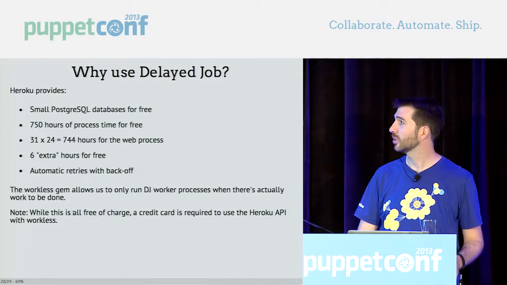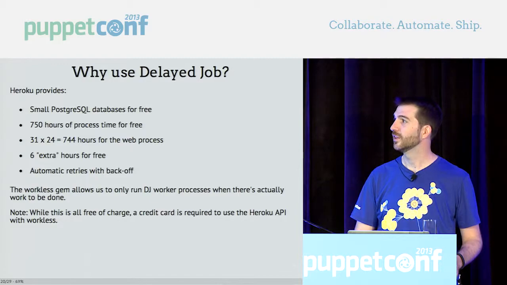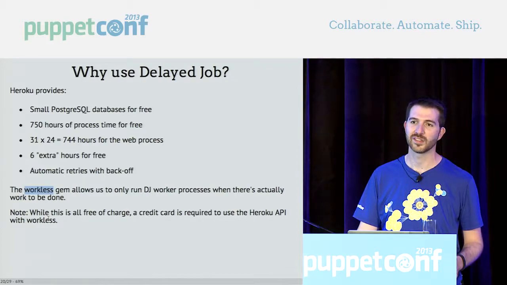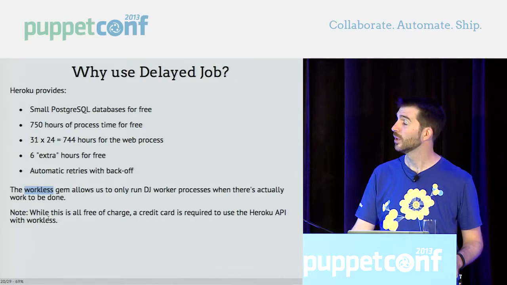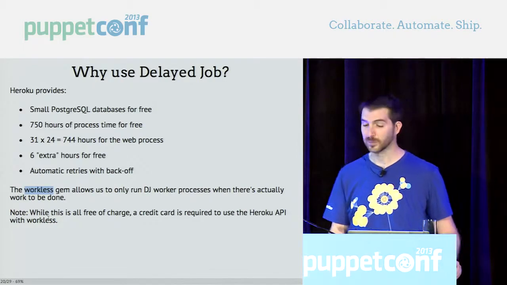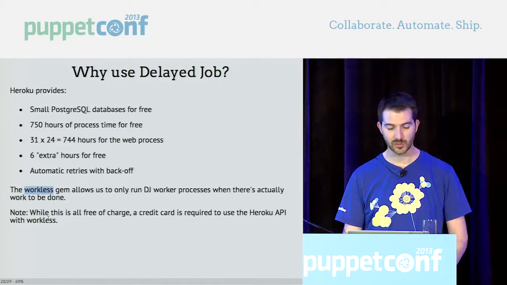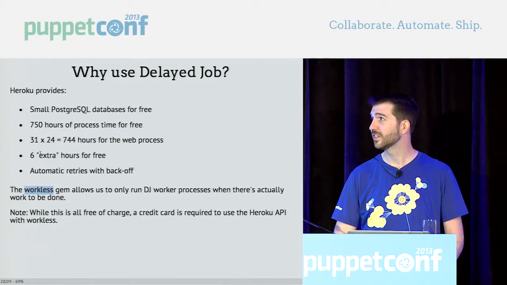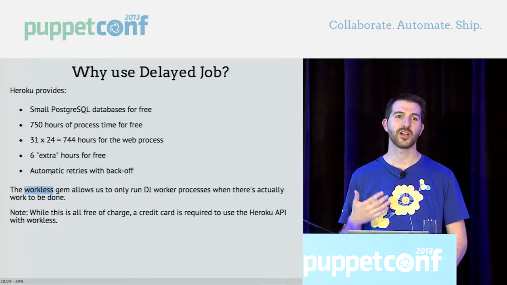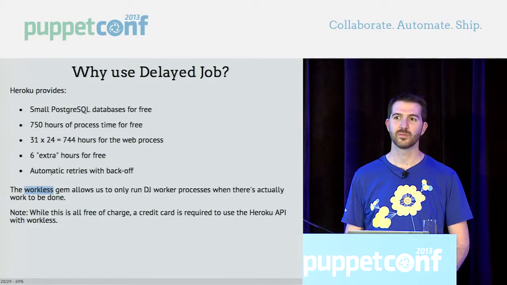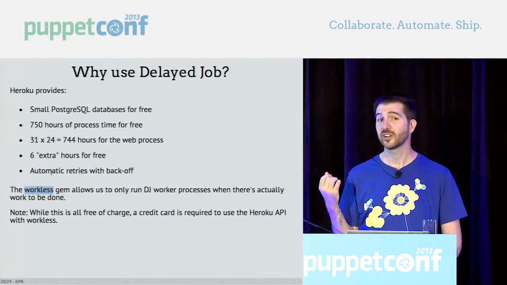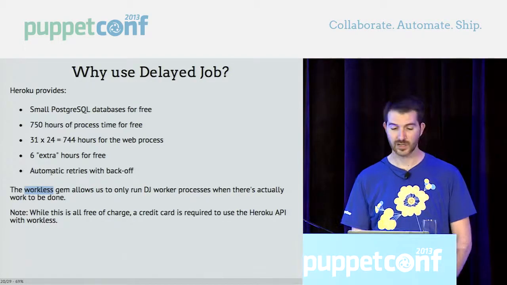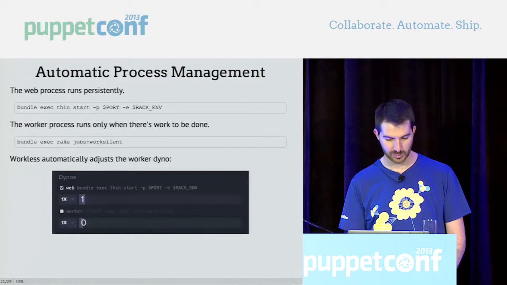There's a gem called workless that automatically spins up and down those background workers, so you're not running 2 processes persistently all month. This works really well. It takes 4 or 5 seconds to move all the data around, or somewhere around there. It depends, but we've never actually exceeded the 6 extra hours. So if you've got a small open source project, you can download this code and load it up in Heroku. You do have to give them your credit card to use their API, but as long as you stay within that 6 extra hours, you're not going to get billed, which is pretty good.